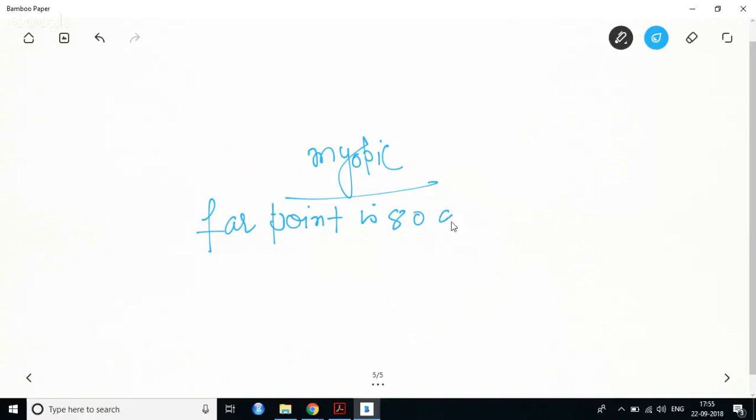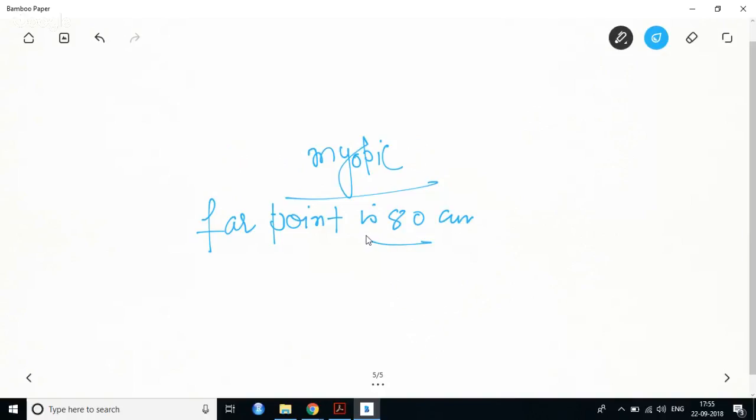Next question in this section would be this: the far point of a myopic person is 80 centimeter in front of his eyes. What is the nature and the power of the lens required to correct the problem? Now try to understand what kind of person he is. Person is myopic. If person is myopic, his far point is how much? Far point is 80 centimeter.